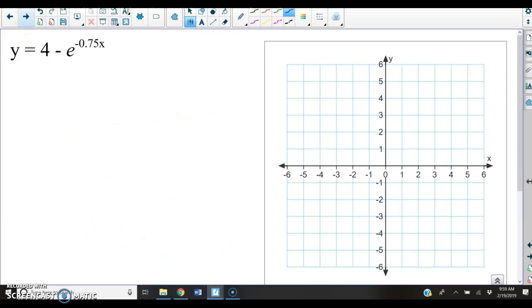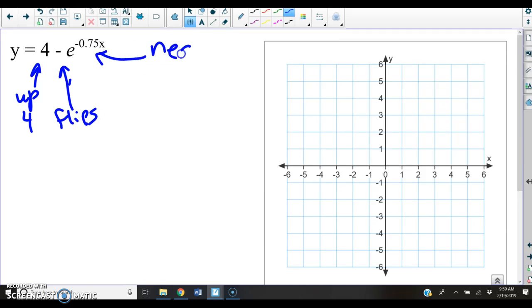Jump. Whoa, big jump. So this moves it up 4. This flips it over. Negative exponent makes it look like exponential decay.